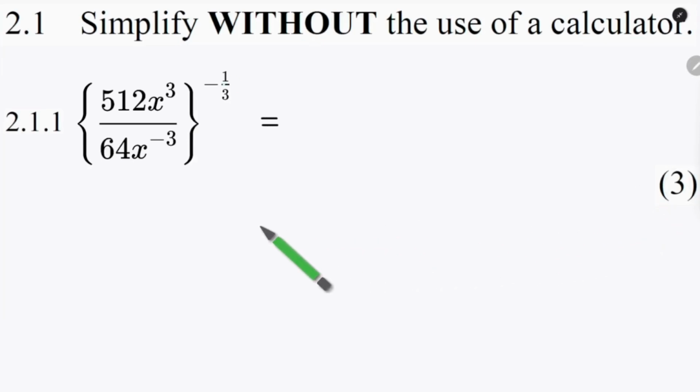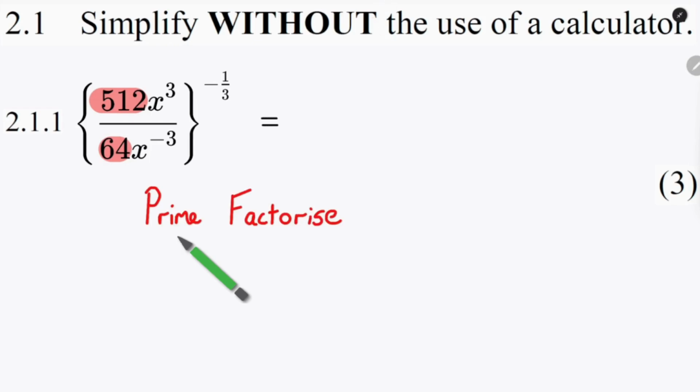Question 2 starts testing us on our exponents. Do we know how to apply our exponent laws? And we need to do all this without the use of a calculator. So first things first, I want to prime factorize these big numbers. And my first instinct is to do that because there's no addition or subtraction here. It's only multiplication and division. So when we prime factorize, everything else will remain the same.